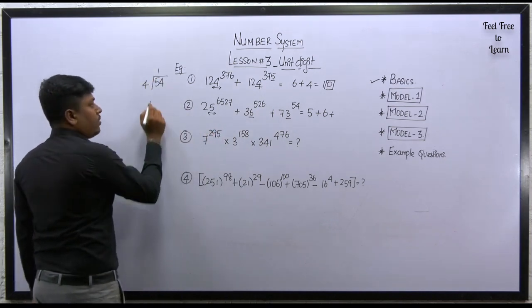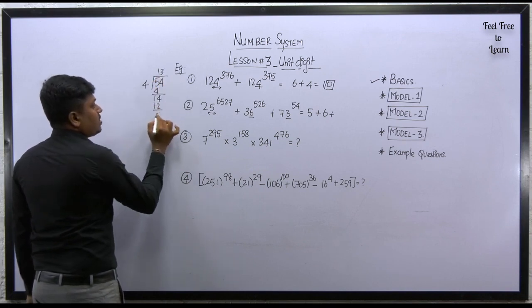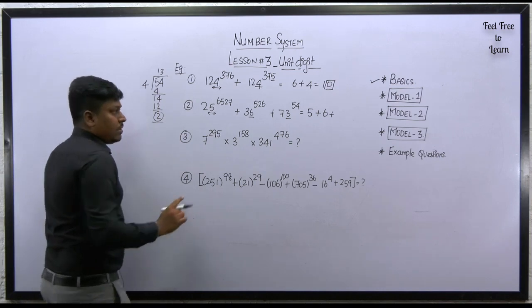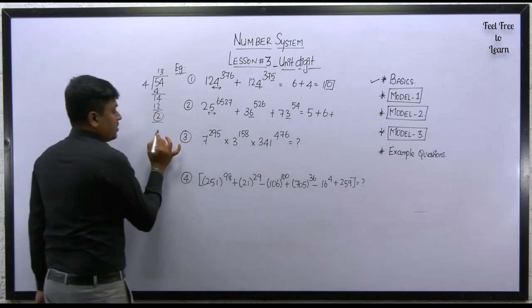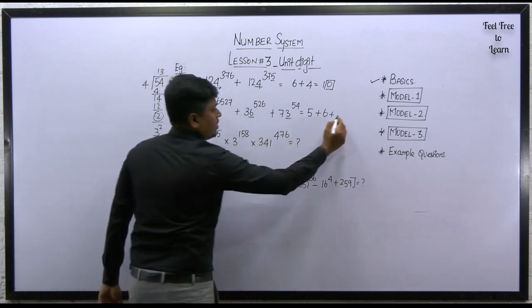So 1 4s are 4. So remaining will be 14. 4 3s are 12. So the remainder here is 2. And here we have number 3. So write down 3 here. Remainder is 2. 3 square will be 9. So write down 9 here.